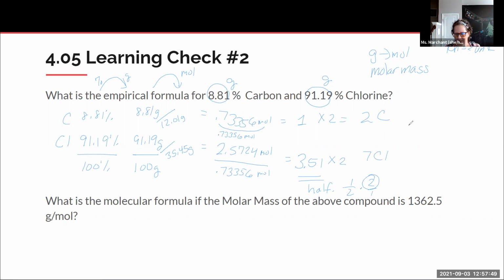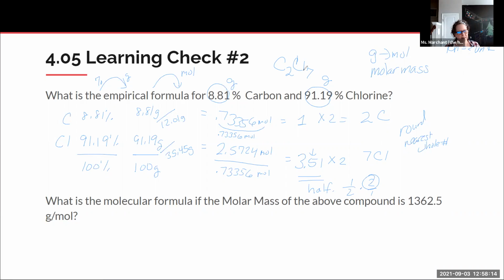And you can round to the nearest whole number. But don't round to the nearest whole number when you're here because that's too far away. So do the multiplying and then round. You'll only ever have to multiply one time. So what this tells me is that there's 2 carbons and there's 7 chlorines in this.